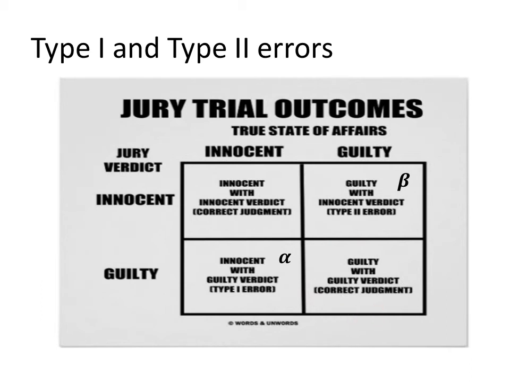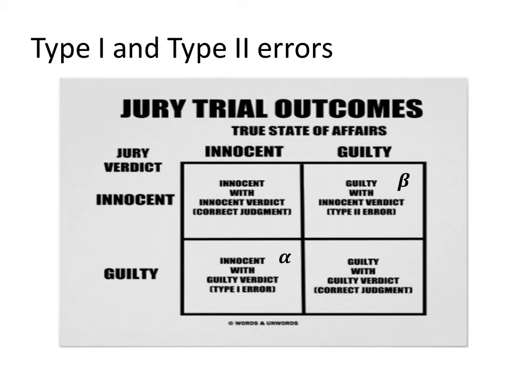However, if the person is actually innocent but they're found guilty, then we have a type 1 error. And the probability that that occurs we call alpha. On the other hand, if the person is actually guilty and we find them innocent, that's what we call a type 2 error. And the probability associated with that is beta.